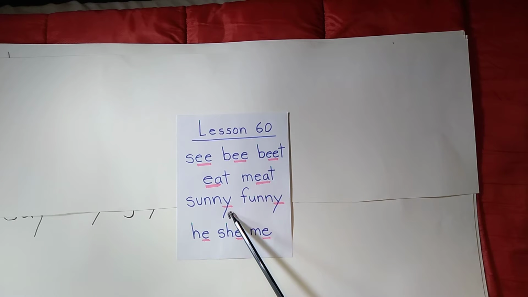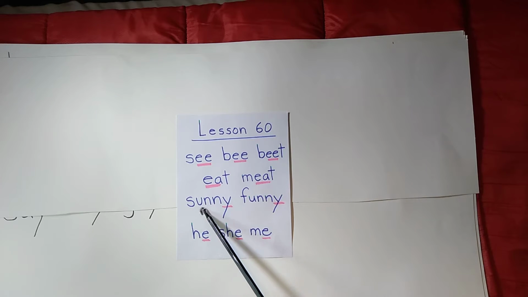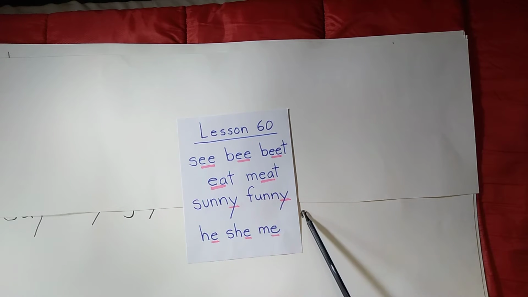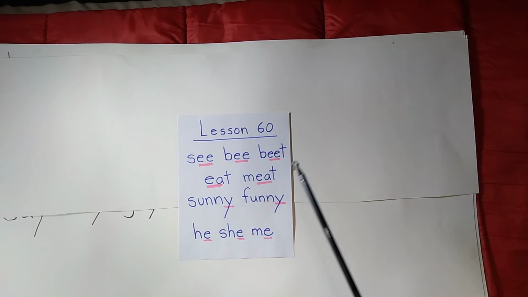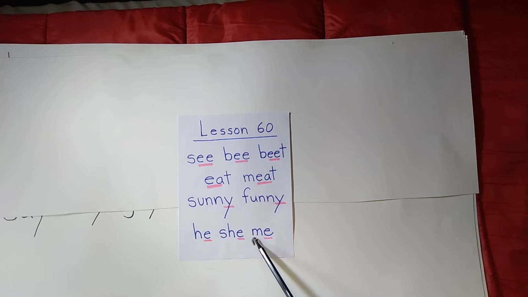Y at the end of a longer word also produces a long E sound, as in sunny and funny. If you have an E at the end of a very short word, it will be pronounced. It won't be a silent E, it'll be a long E sound, as in he, she, me.